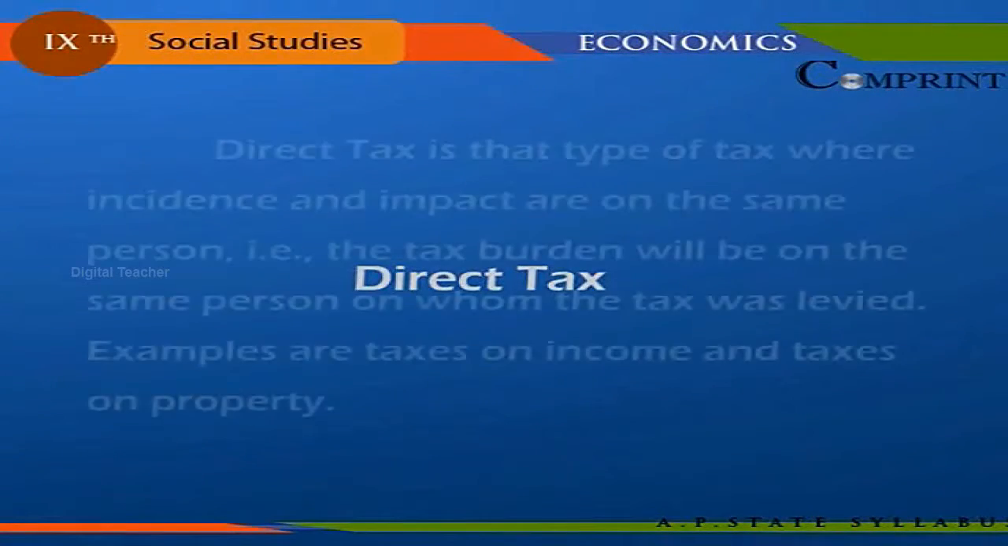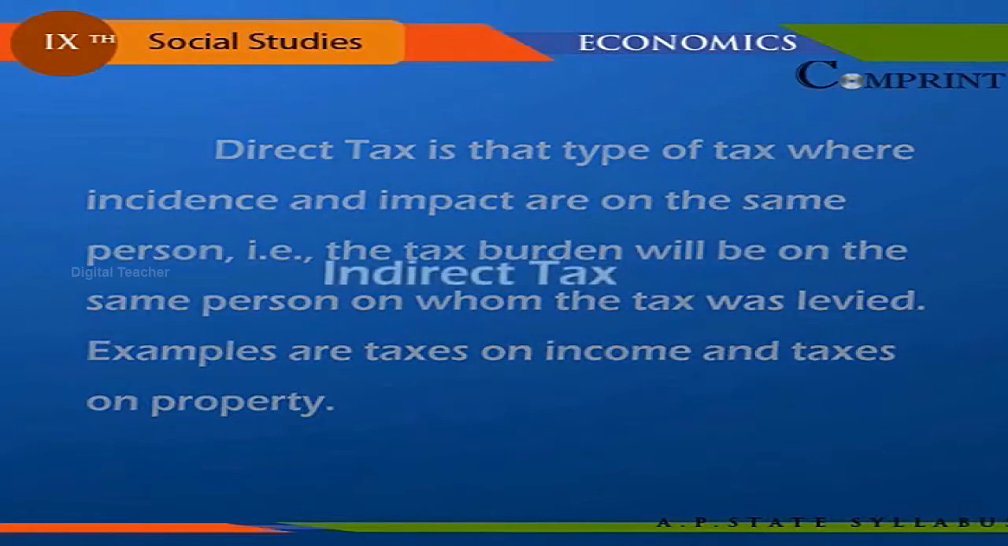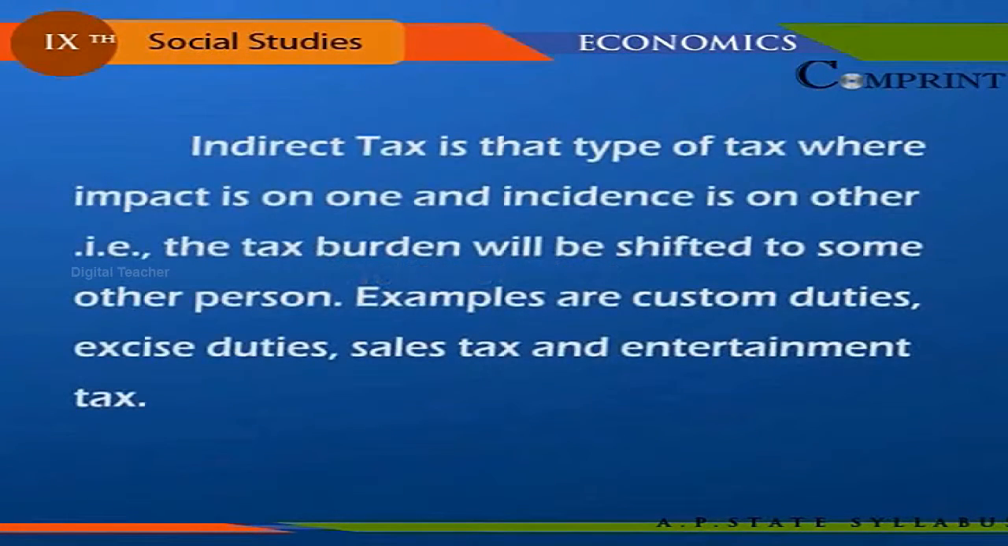A. Direct tax. Direct tax is that type of tax where incidence and impact are on the same person, that is, the tax burden will be on the same person on whom the tax was levied. Examples are taxes on income and taxes on property. B. Indirect tax. Indirect tax is that type of tax where impact is on one and incidence is on the other. The tax burden will be shifted to some other person. Examples are customs duties, excise duties, sales tax, and entertainment tax.